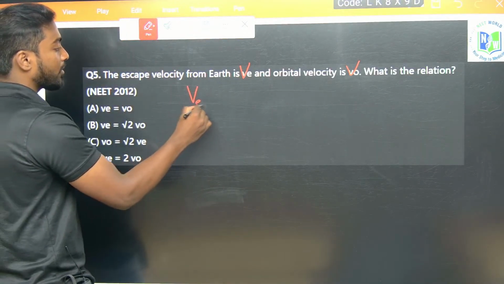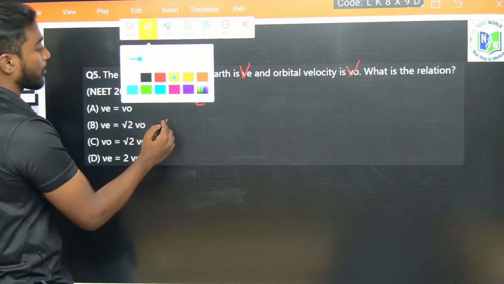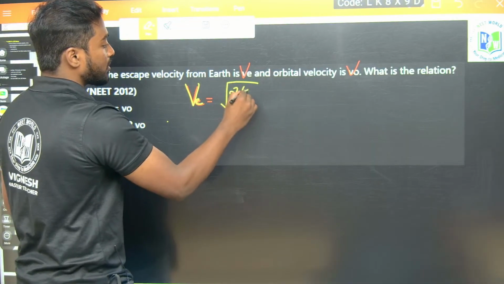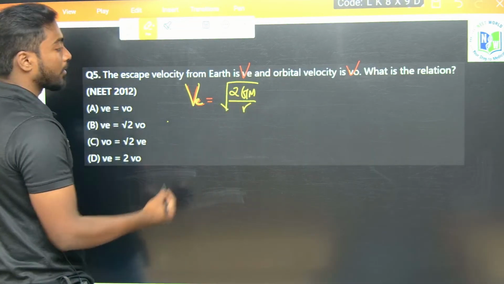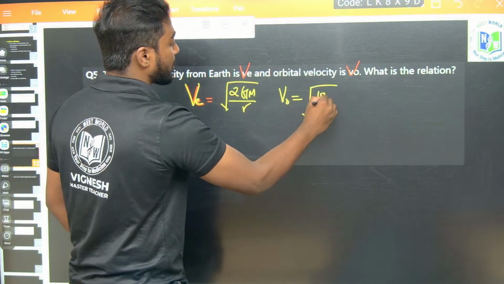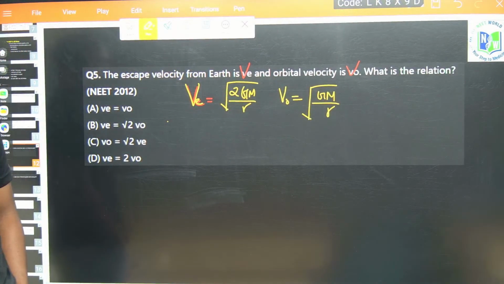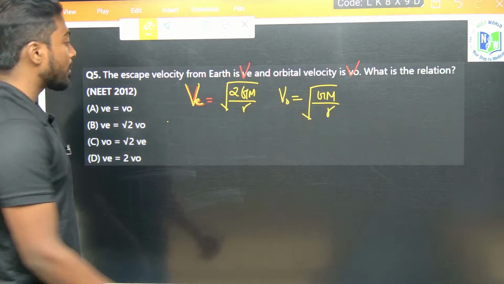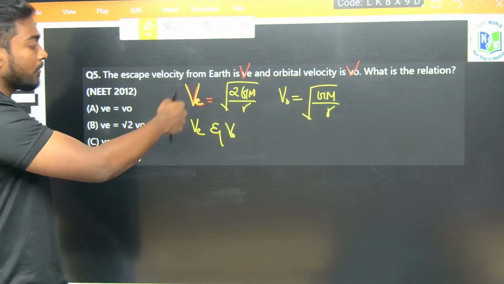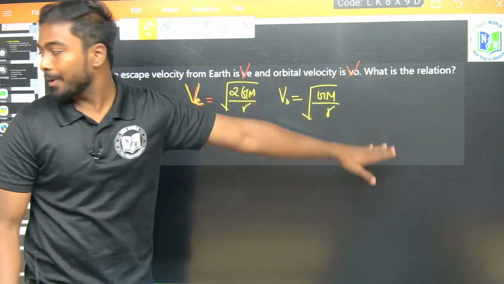So velocity VE is equal to root over 2GM by R, and V naught is nothing but root over GM by R. When I take these two equations and want the relation between VE and V naught, I can either divide escape velocity by orbital velocity or orbital velocity by escape velocity.